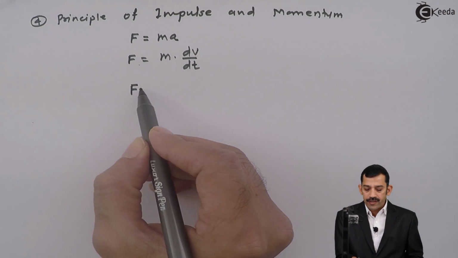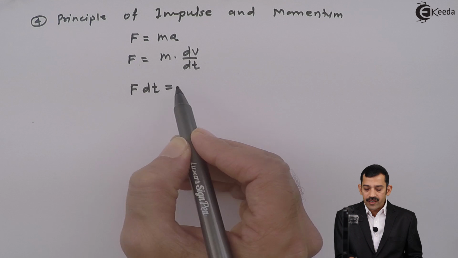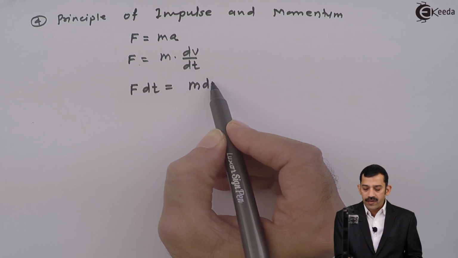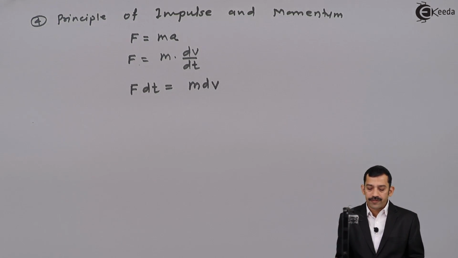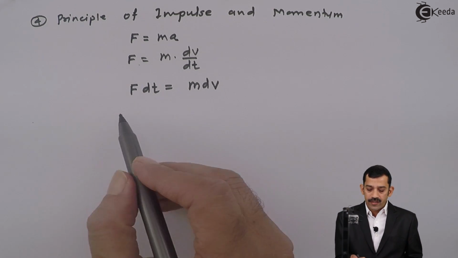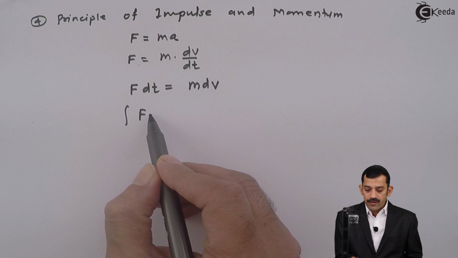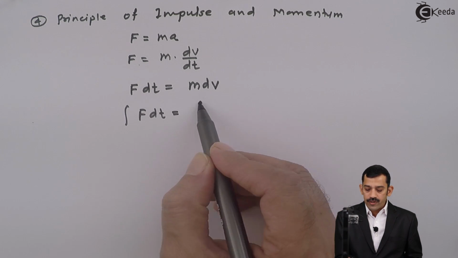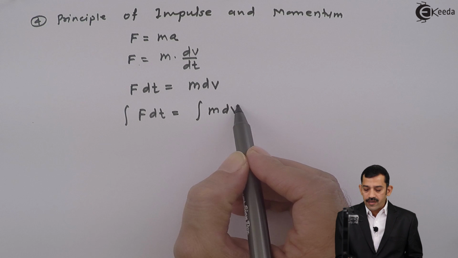Therefore what will get here? F dt equal to say m dv. Now what it represents? When force acts for a time interval say dt, then velocity of body increases by dv. Now if you want to find out that in what time interval, maybe from t1 to t2, what are the change in velocities? If we integrate this equation, then what will get? Integral of F dt equal to integral of m dv.